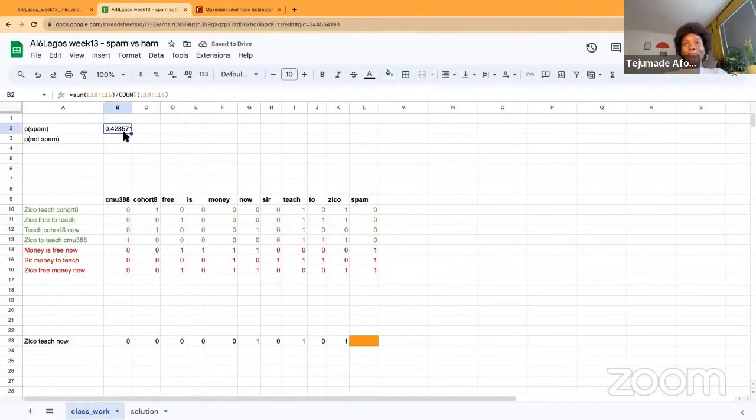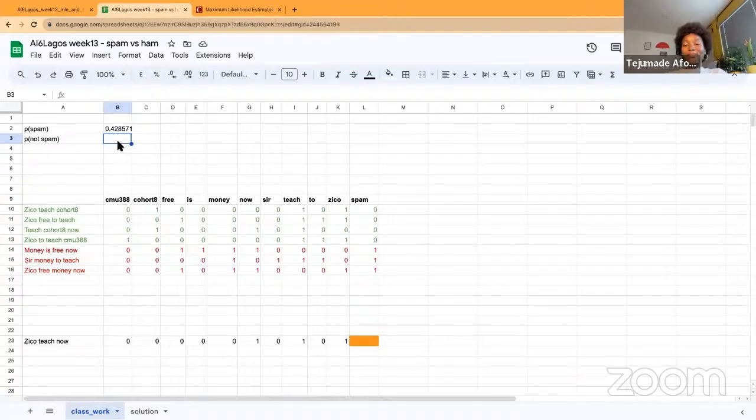So we just sum everything. Probability of spam is 3/7, right? You can also confirm it. 3/7. See, it's the same. But we're going to use Excel because we are computer people. Excel can do the math for us, so we don't have to do it one by one. And the probability of not spam is what?